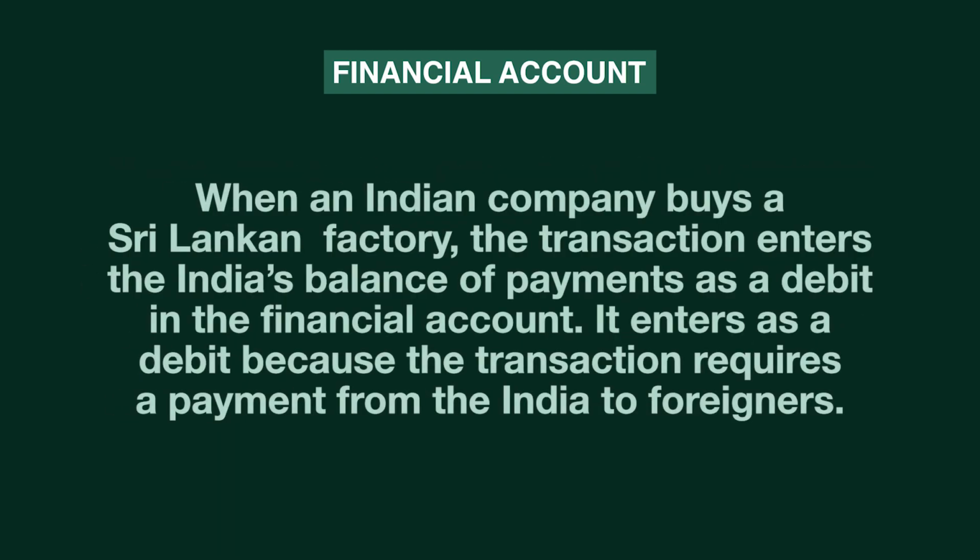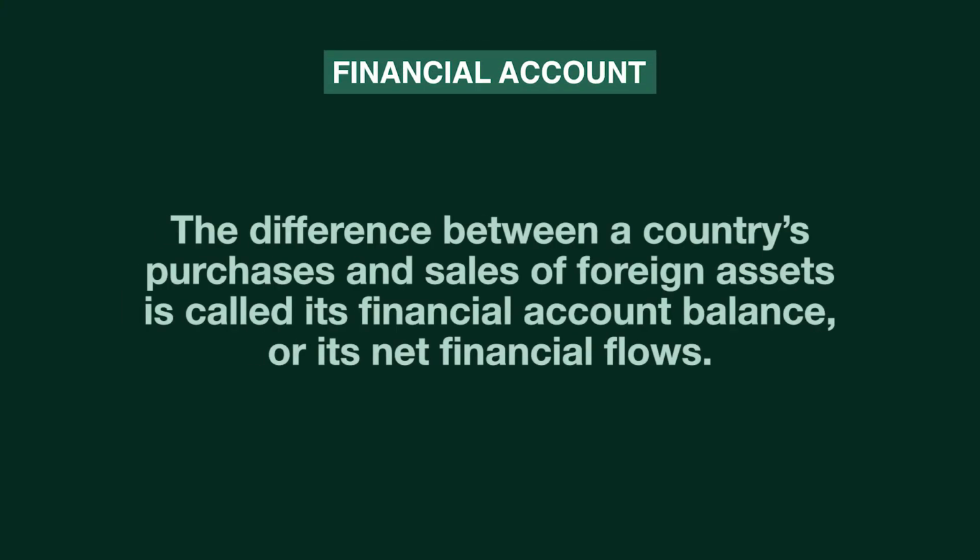Suppose an Indian company buys a factory in Sri Lanka. Now, this implies that India's balance of payment will have a debit in the financial account, because this transaction requires India to pay to foreigners. Whereas, if India would have sold an asset to a foreigner, this would have been put into the credit side of India's balance of payment. Now, the difference between the country's purchase of financial assets and sale of financial assets will show the net position of the financial account, or the net financial flow for the country.